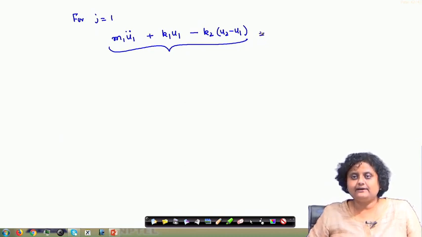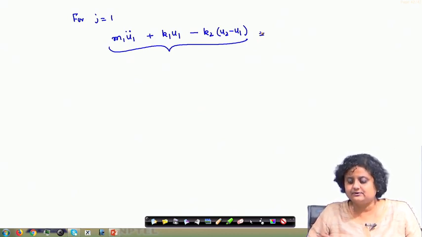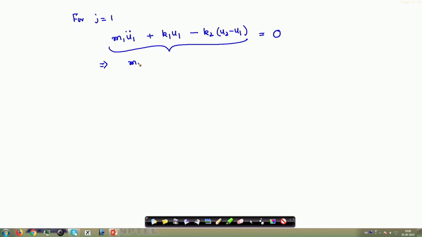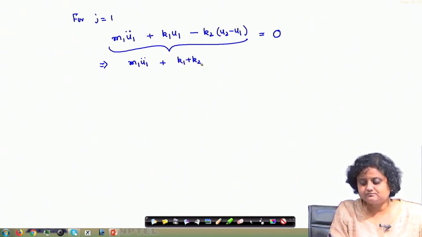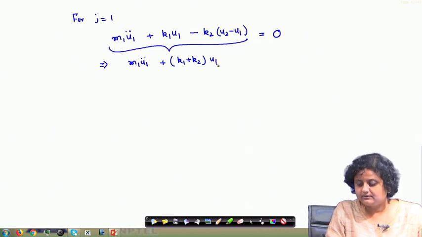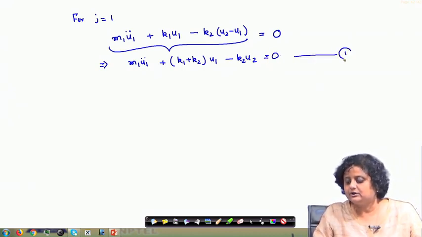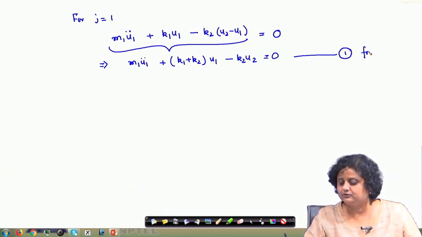What is on the right hand side? The right hand side is the non-conservative force. Since there is no non-conservative force acting on the system, the right hand side is equal to 0. I can rearrange this and write it as m1 u1 double dot plus (k1 plus k2) into u1 minus k2 u2 equals 0. So, this is my equation of motion 1, for the first degree of freedom, so this is for u1.